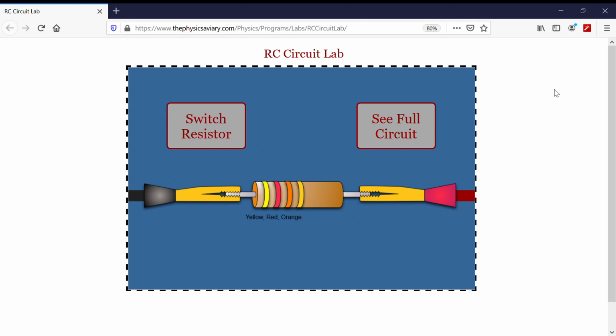Hello everyone. We are now going to do our sixth lab. It's entitled RC Circuit Lab.